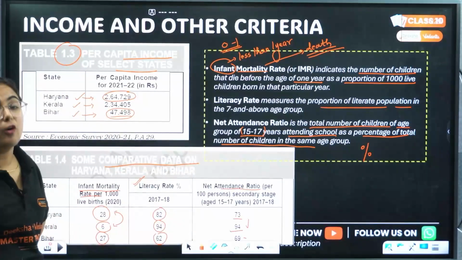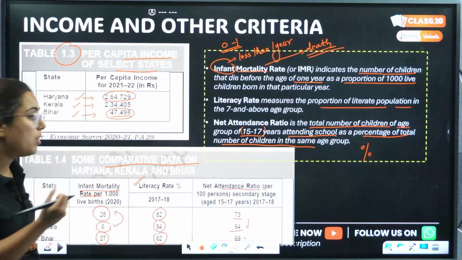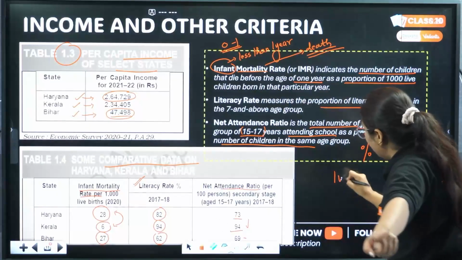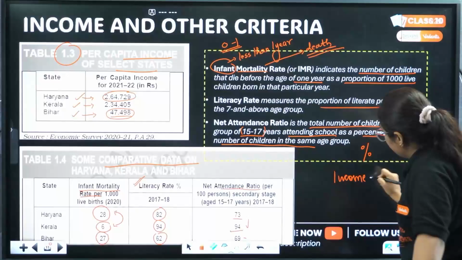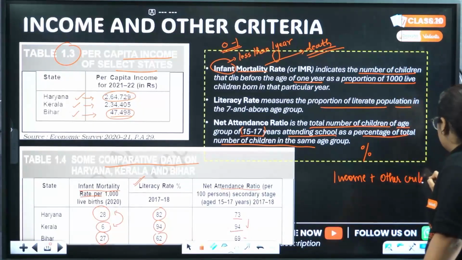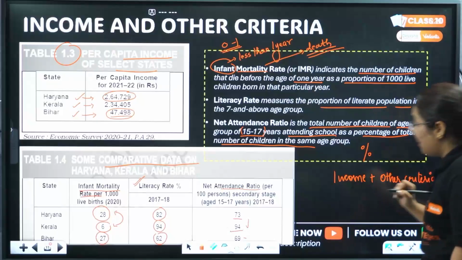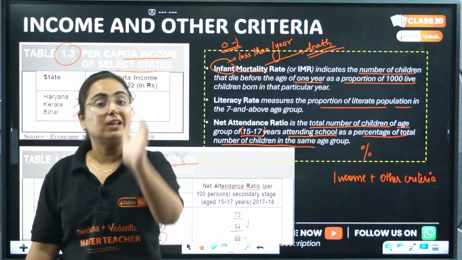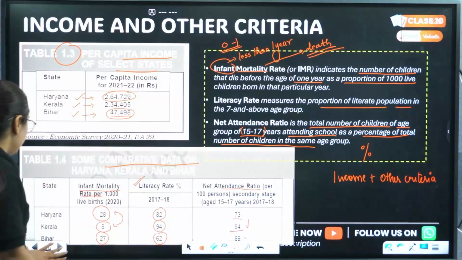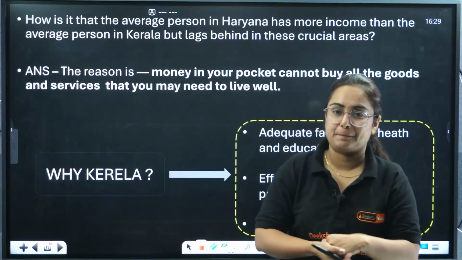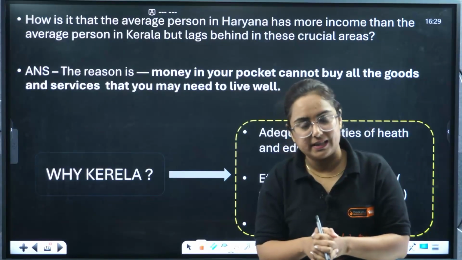So what will be the approach? The approach should be that along with income, there are certain other criteria which we need to look at to compare the countries. Money is one of the criteria, beta, but not the single criterion to measure development. This is the thing that you need to keep in mind. Is it clear to you?